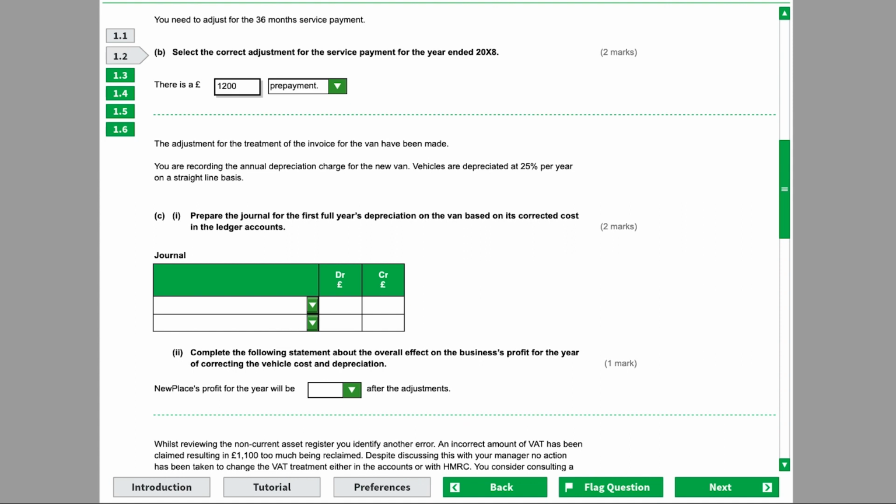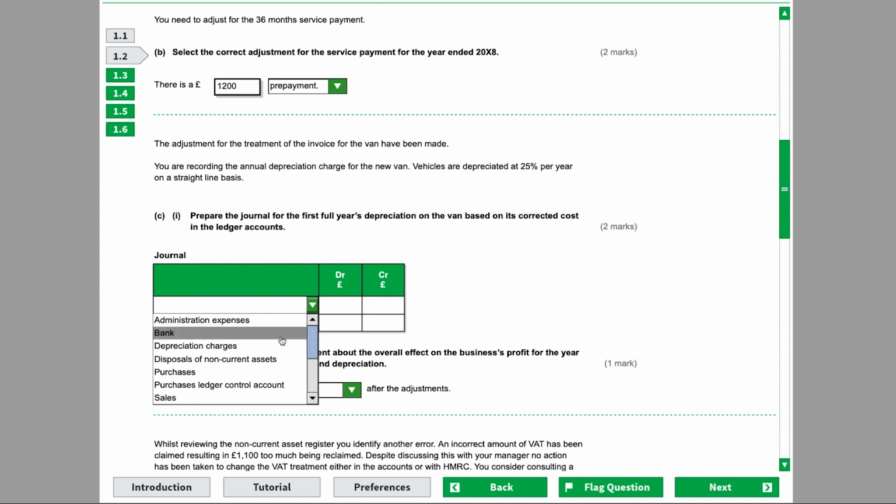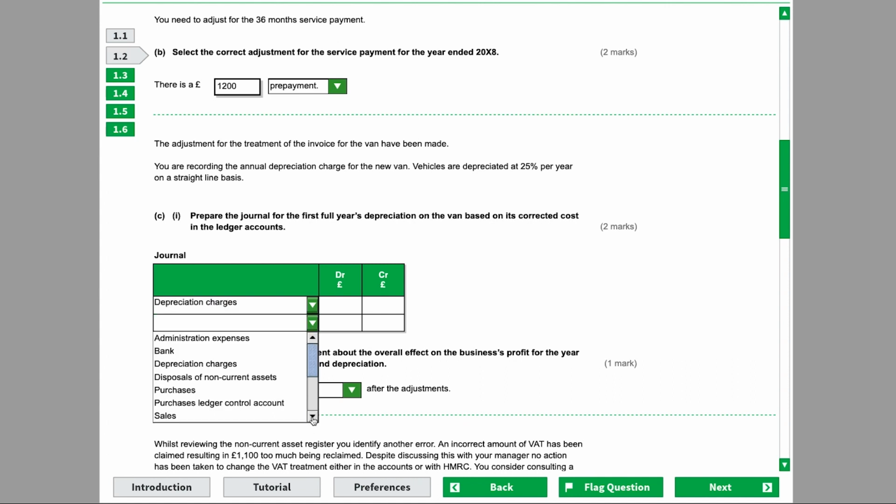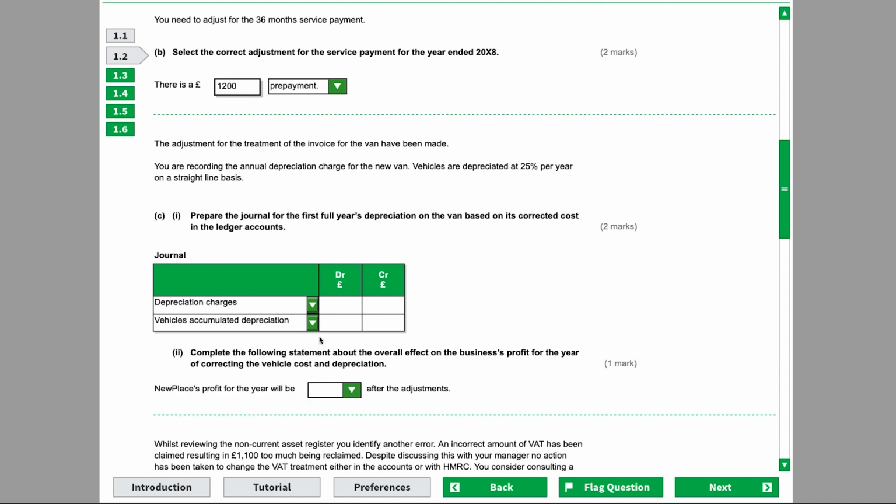So the amount that we recorded in our accounts was £8,000 for the vehicle. So to calculate the depreciation, we would do 25% of £8,000, which would be £2,000. And then to post this correctly as a journal, it would want to go to the depreciation charge and the accumulated depreciation. So let's just enter these in. So we need to have depreciation charge and the accumulated depreciation. Now, it would be a debit to the depreciation charge and a credit to the accumulated depreciation.